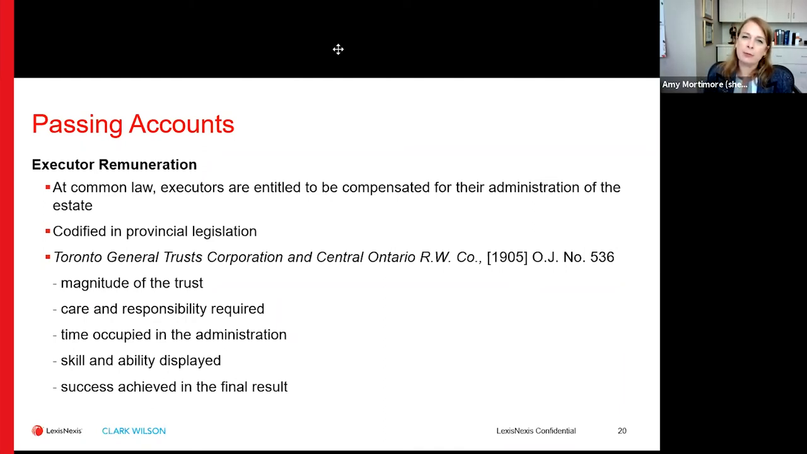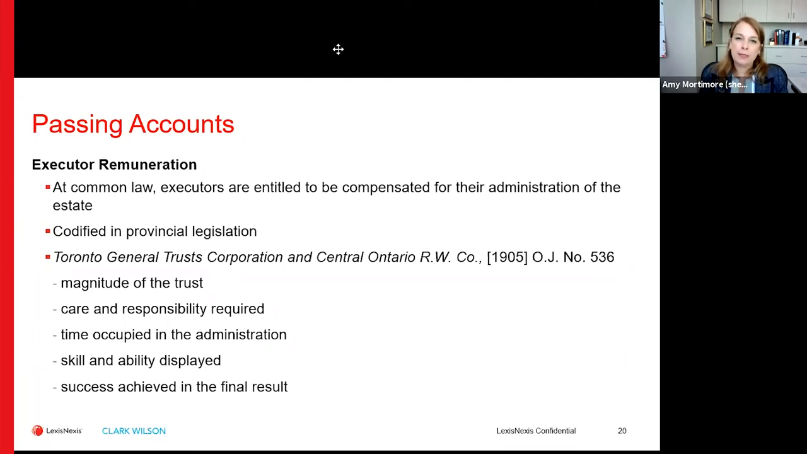And we see executor remuneration seems to be a sore point oftentimes in the files that we see, and it arises, I think, in some way because there isn't full transparency and there has been some sort of underlying conflict that leads to a contested passing of accounts. Now, we know that at common law, the executors are entitled to be compensated for their administration of the estate. That only makes sense. How else are we going to entice people to carry out this very important function? But it's also been put into the provincial legislation. Here in BC, it's called the Trustee Act.